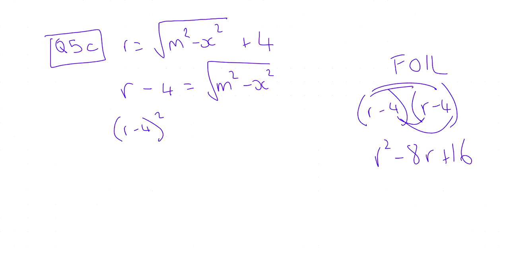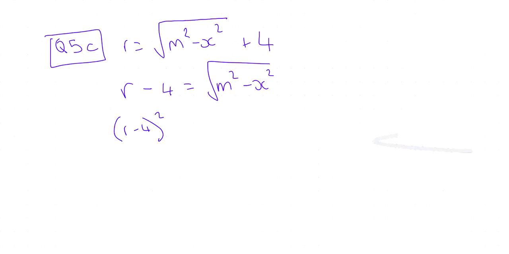This is not wrong. It's just unnecessary. You don't need to expand these brackets. So let's just get rid of all of that. All right, we're going to leave it just like that, which means we now have m squared minus x squared. All right, we're trying to get x by itself. We should have specified that.